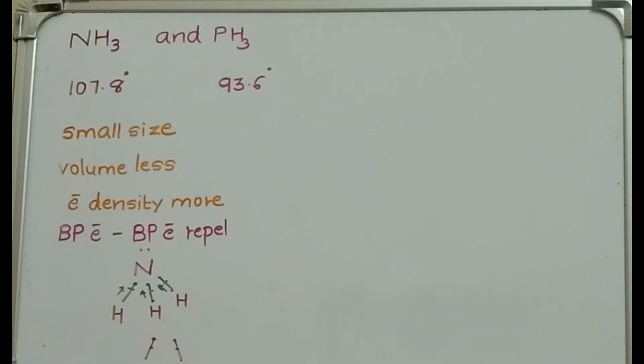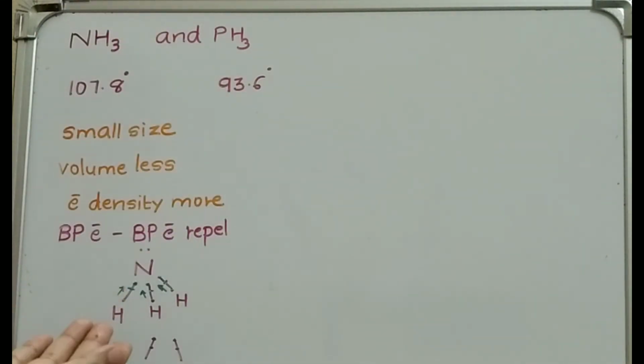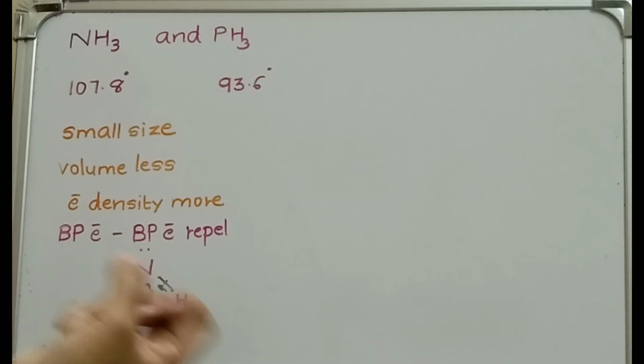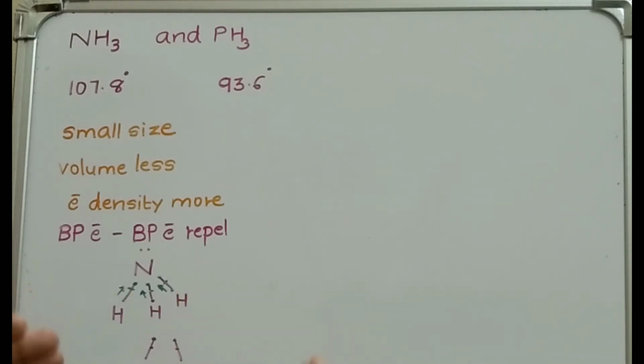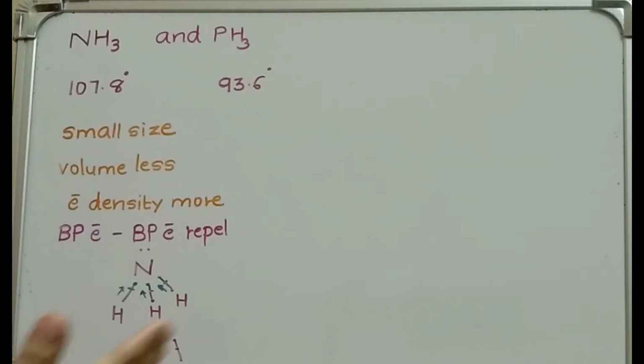But what about in PH3? Phosphorus is not as electronegative as nitrogen. Correct? So the angle is a little less. It will not pull the electrons. It is not as electronegative as nitrogen. So it will not pull the electrons towards itself, and because of that the repulsion will be very less. So that is the reason in phosphine the bond angle is less than ammonia.